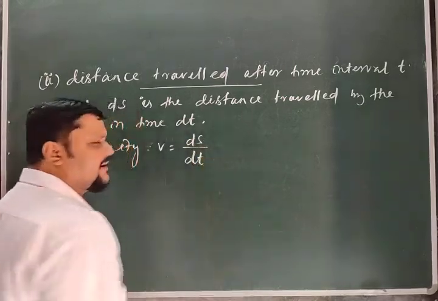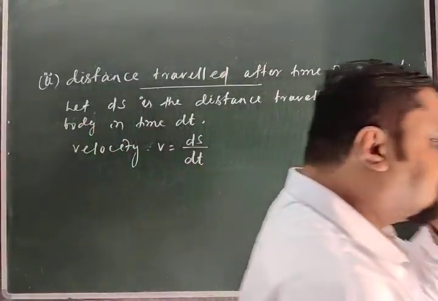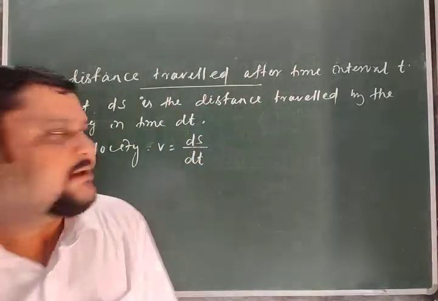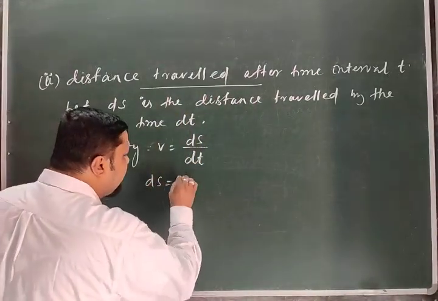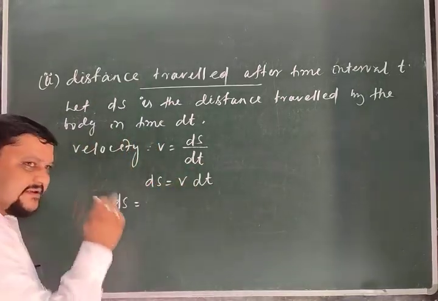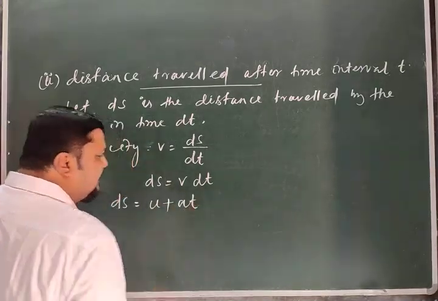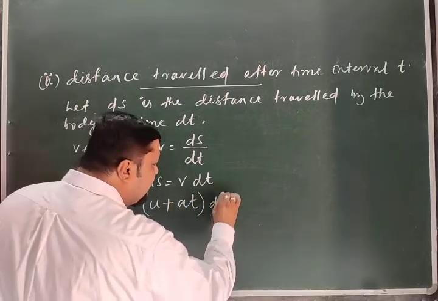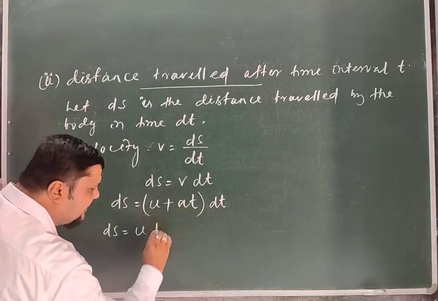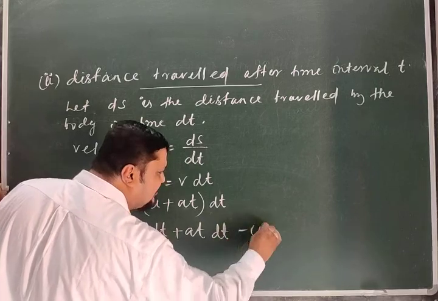Only consider the magnitude part. We are not going for direction because it is moving in a straight line. I already considered in the beginning that it is moving in a straight line, so everything is changing along that straight line. Then ds is equal to v dt. Now from the first equation of kinematics, v is equal to u plus at, for initial velocity u moving with acceleration a in time t. So ds is equal to, multiplying each term by dt, u dt plus at dt. Let this be my equation 2.